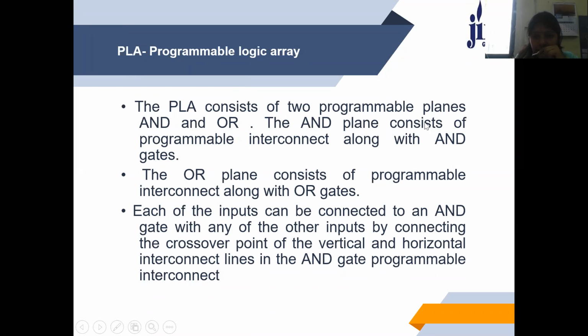The PLA consists of two planes, AND plane and OR plane. The AND plane consists of programmable interconnect along with AND gates, and the OR plane consists of programmable interconnect with OR gates. So each of the inputs can be connected to an AND gate with any number of inputs by using crossover points.